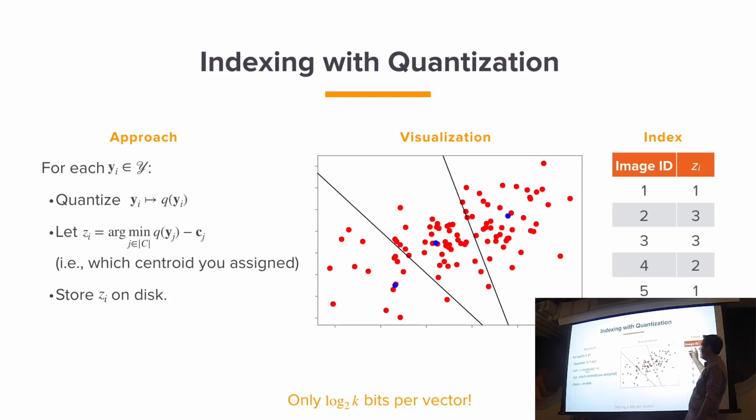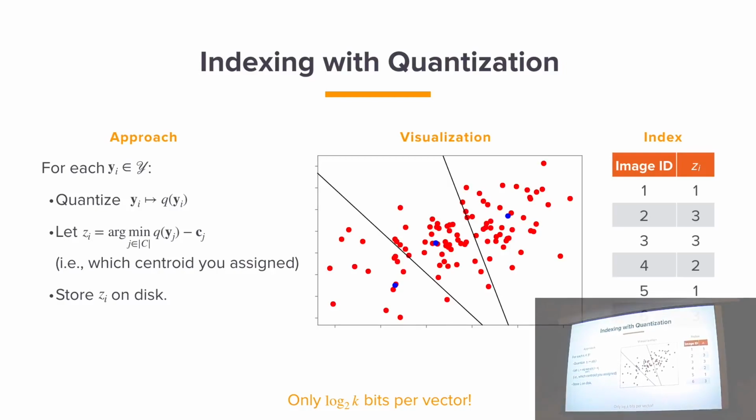So my first image, image ID 1, I'll quantize. It says, hey, you are in the first centroid. That's all I want to store on disk, which centroid I got assigned. I do that for all my images. Why would I do that? Because if I do that, I can represent the entire reference set in only log 2 k bits per vector. If I have 8 centroids, I only need 3 bits to represent 8 different numbers. That's all I'm saying. For all my images, I find the centroid and write that number to disk. Super compressed.